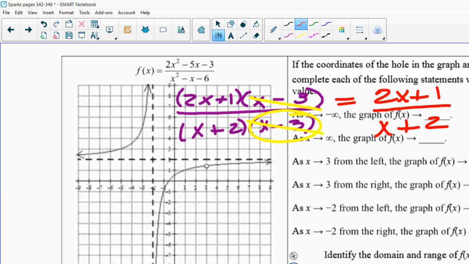Now, degrees give me a horizontal asymptote. How do I find the y value of that hole? That's right. I plug that x value of 3 into what I've got left. So if I plug in a 3 there, I've got 7 over 5. That's where that comes from.